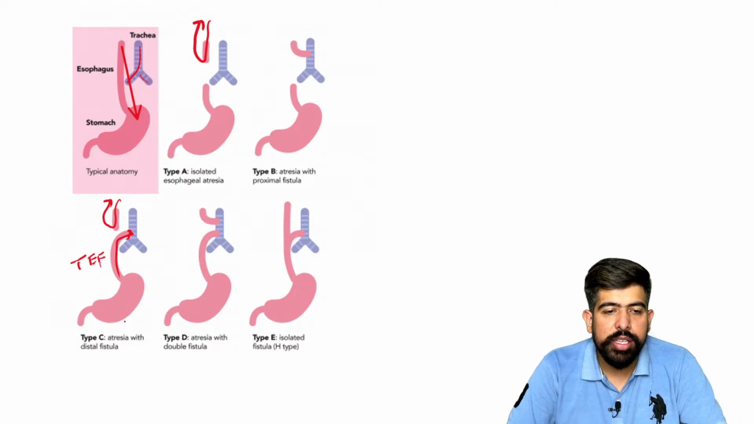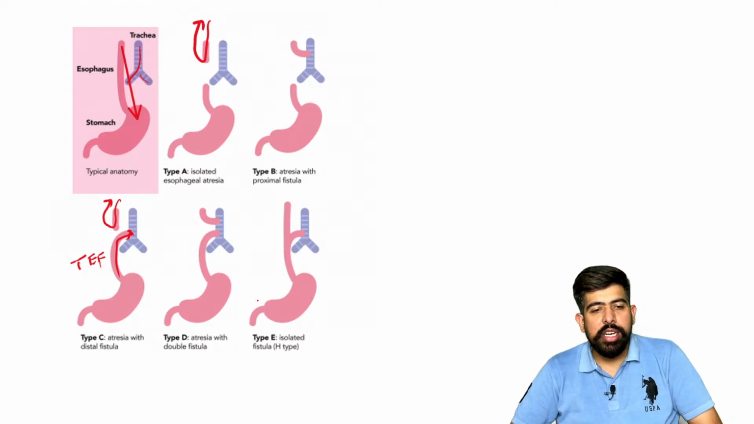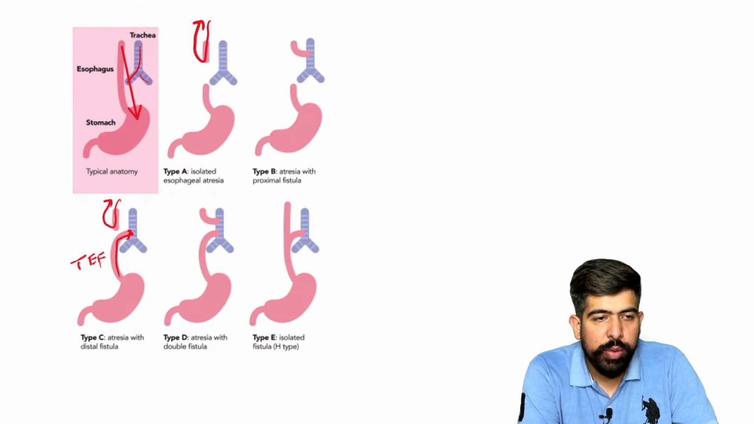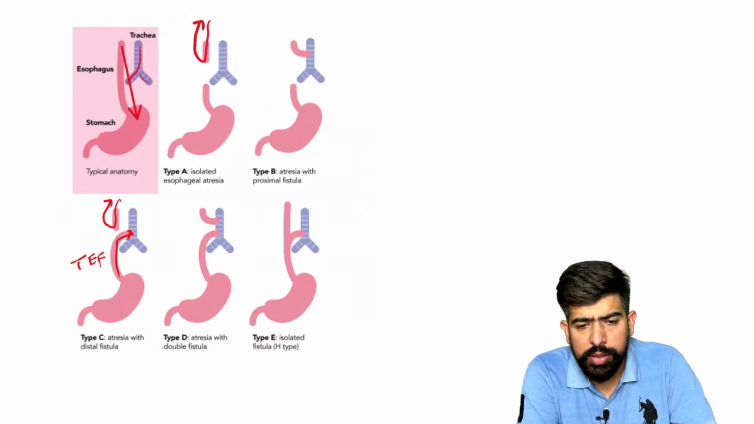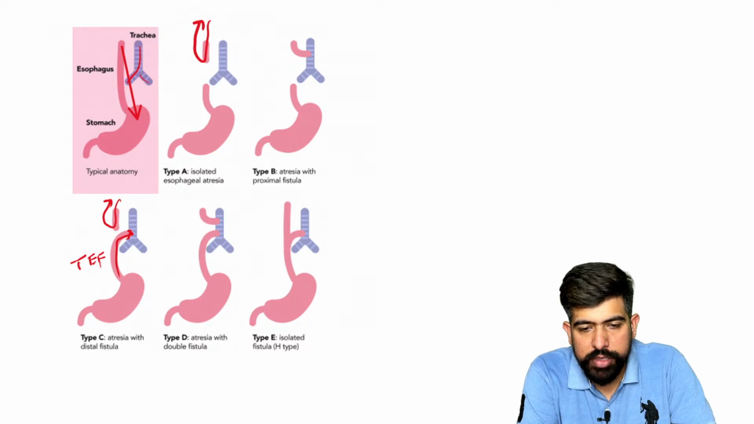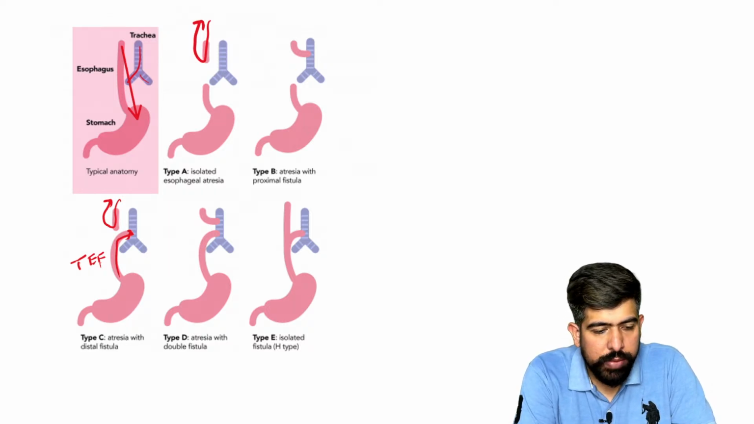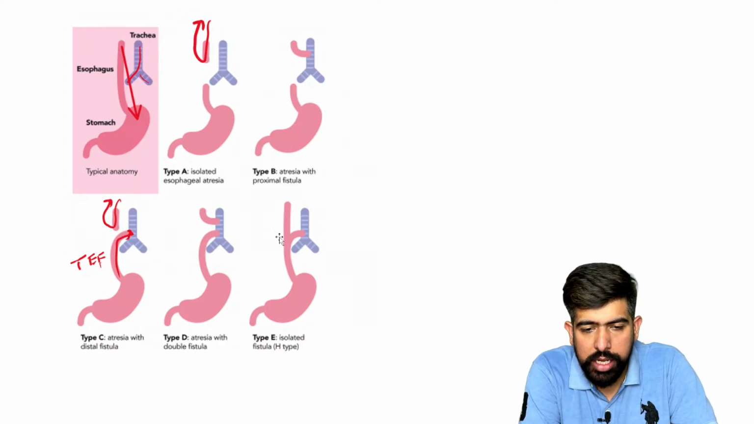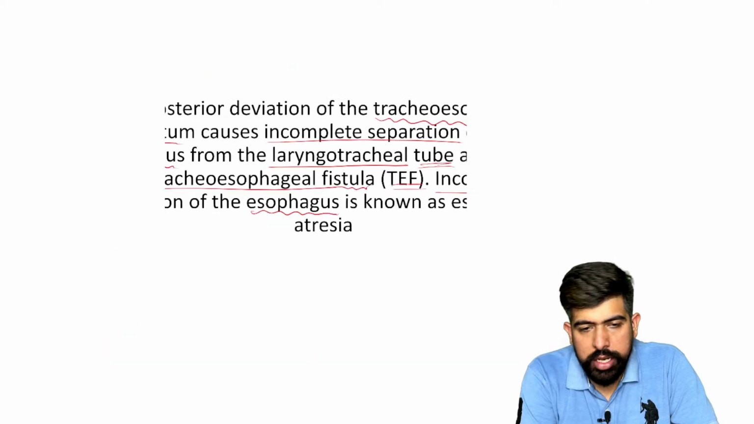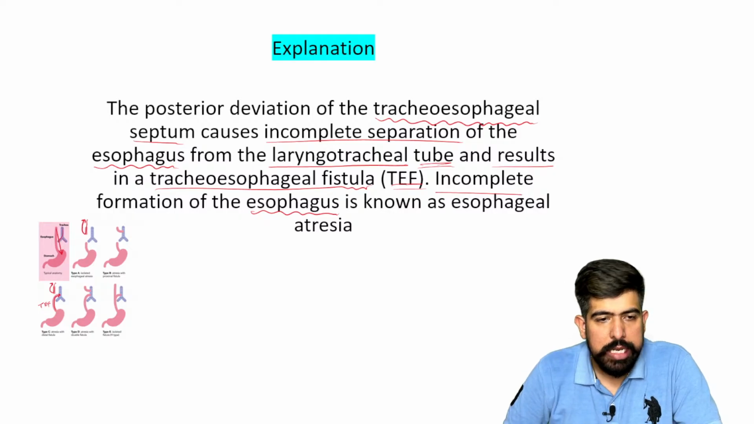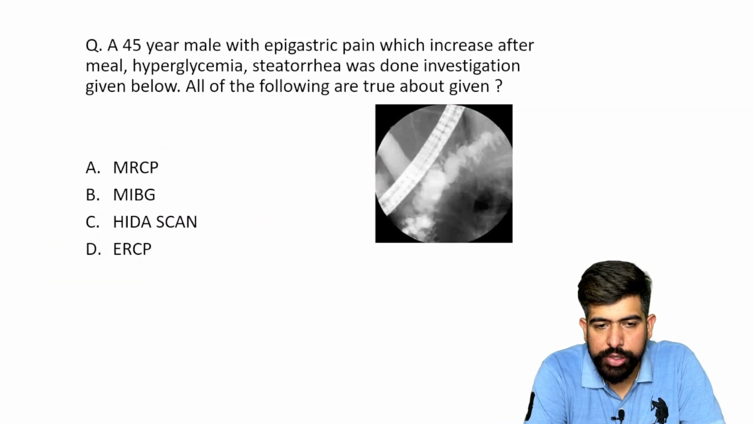Yes, we are talking about this condition. So a tracheoesophageal fistula can be seen. This is the image. I hope now you can understand it. I hope your doubt is now clear that this is the posterior deviation of the tracheoesophageal septum, giving a tracheoesophageal fistula. Clear? Now, next question.